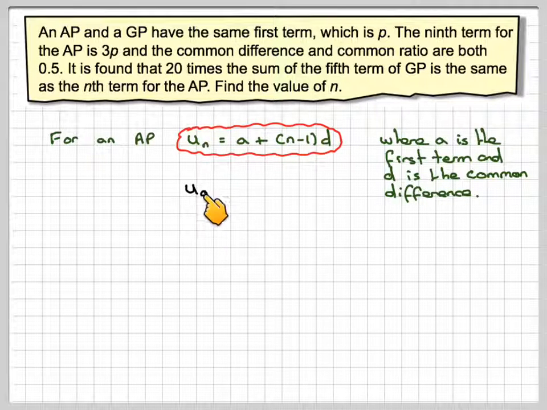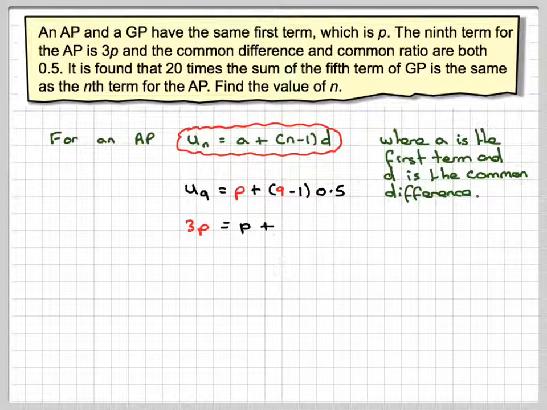So u9, using this, is equal to the first term, which is p, plus the ninth term, so n is 9, minus 1, times the common difference, which is 0.5. Now the ninth term is actually 3p, so 3p is equal to p plus 8 times 0.5, which is 4. 2p is equal to 4, and therefore p is equal to 2.